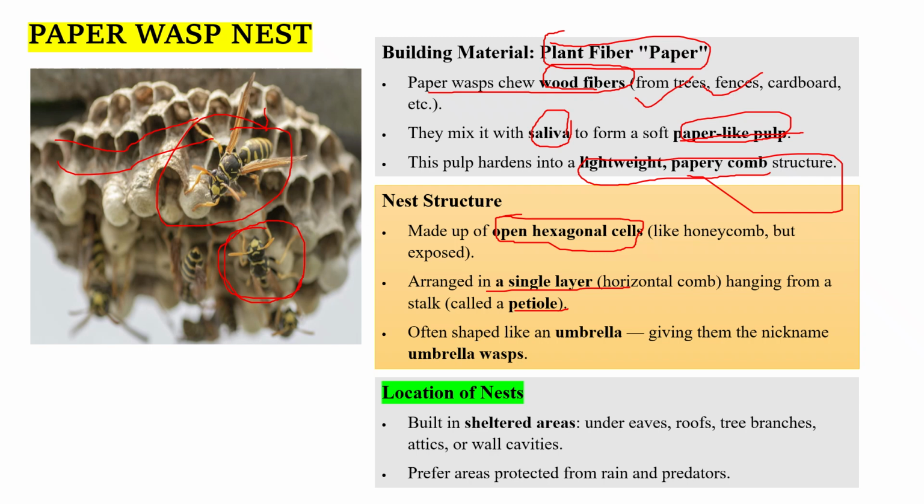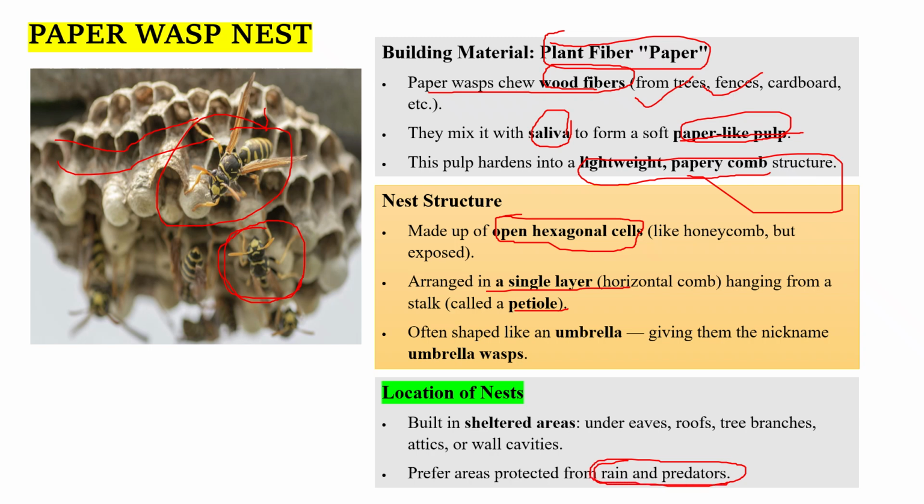Often it is shaped like an umbrella, giving the nickname umbrella wasp. So the other name for the paper wasp is umbrella wasp, because the structure of the paper wasp nest looks like an umbrella. Okay, location is generally on roofs, under eaves, or under tree branches, attics, or wall cavities, at areas where nobody can reach or disturb them easily. They prefer areas protected from the rain as well as predators.